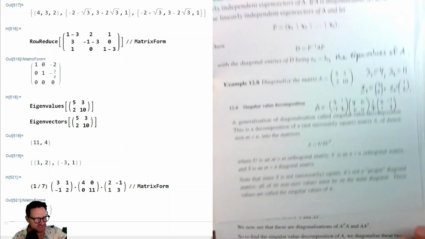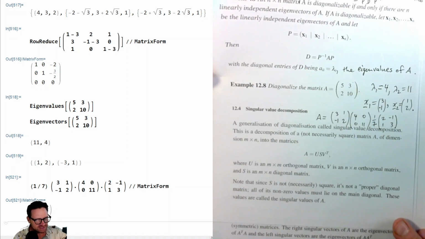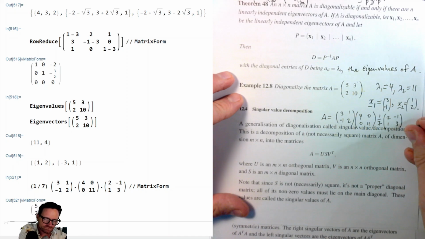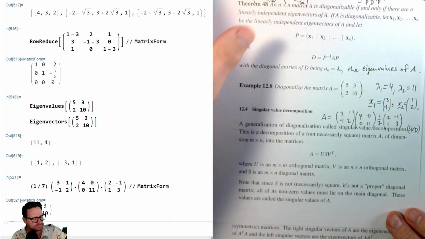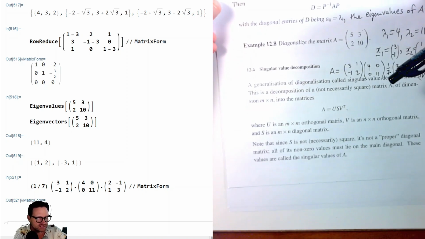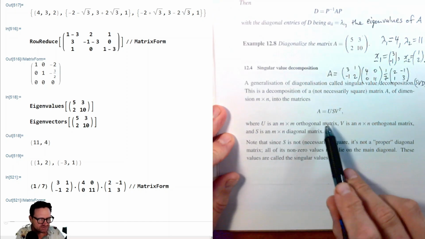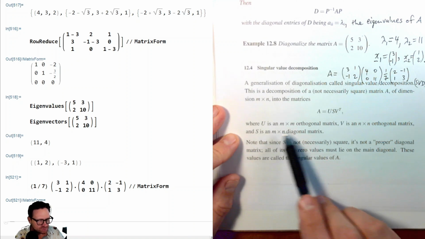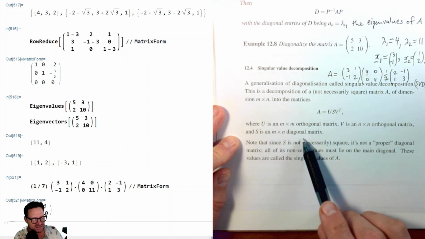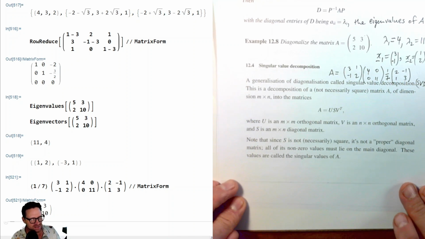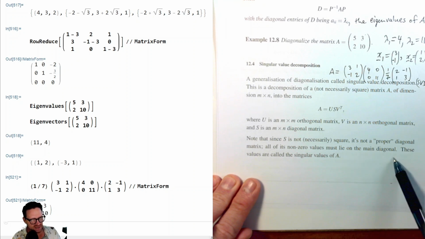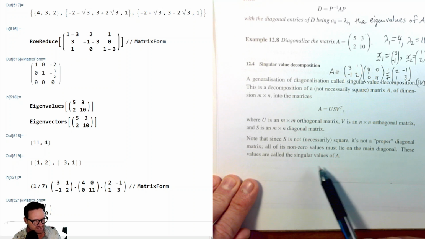Okay, let's move on to singular value decomposition. A generalization of diagonalization is called singular value decomposition, or SVD for short. This is a decomposition of a not necessarily square matrix A of dimension m by n into the matrices U, S, V transpose, where U is an m by m orthogonal matrix, V is an n by n orthogonal matrix, and S is an m by n diagonal matrix. Note that since S is not necessarily square, it's not a proper diagonal matrix. All of its non-zero values must lie on the main diagonal. These values are called singular values of A.